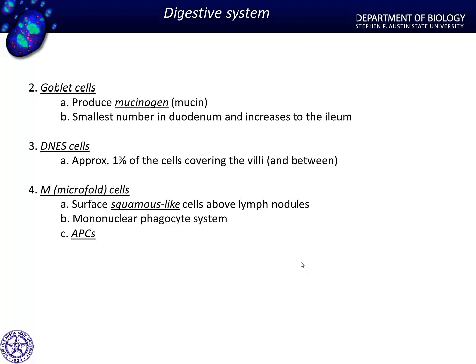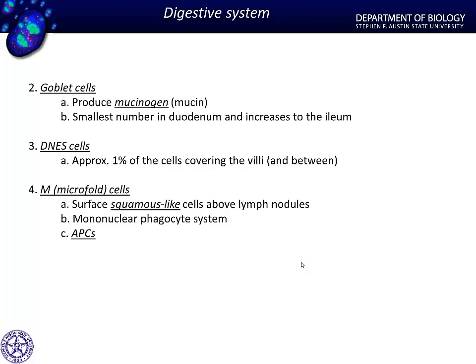Goblet cells, we've talked about those quite a bit. These are going to produce the mucinogen, that once it becomes hydrated, it is mucin. When it combines with the debris material, then it's called mucus. And we're going to see the smallest number of these in the duodenum, and as we move toward the ileum, and especially when we get to the colon, we're going to see these increase. Now, the goblet cells producing the mucus, this is for lubrication.